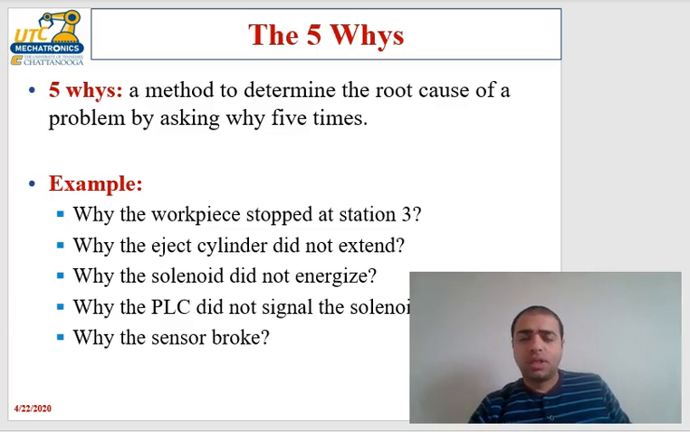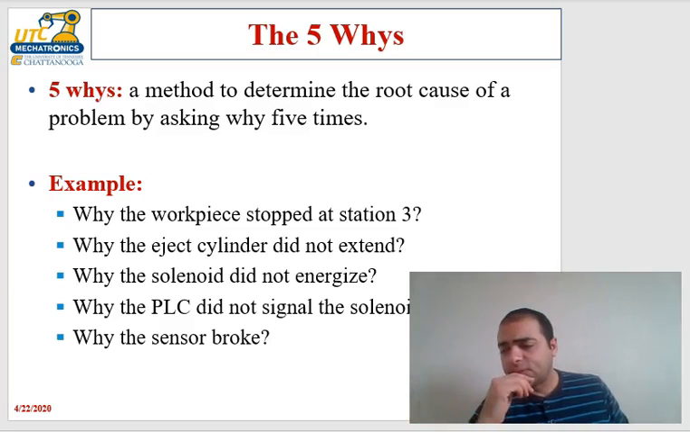So the 5 whys. It's not very popular, but it's a good practice to ask why 5 times. For example, this is an example for a mechatronics trainer: why did the workpiece stop at station 3?